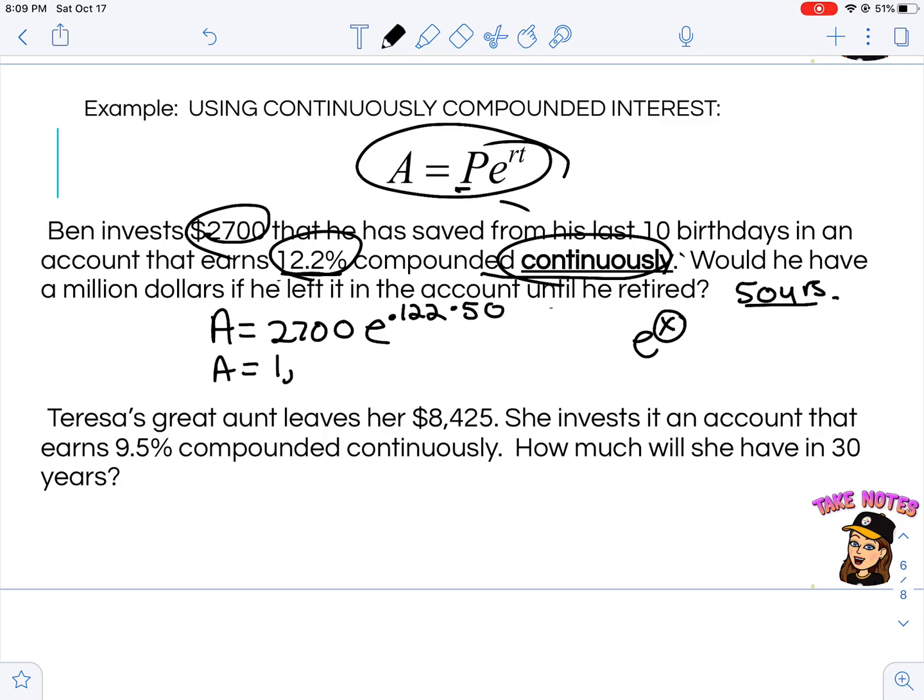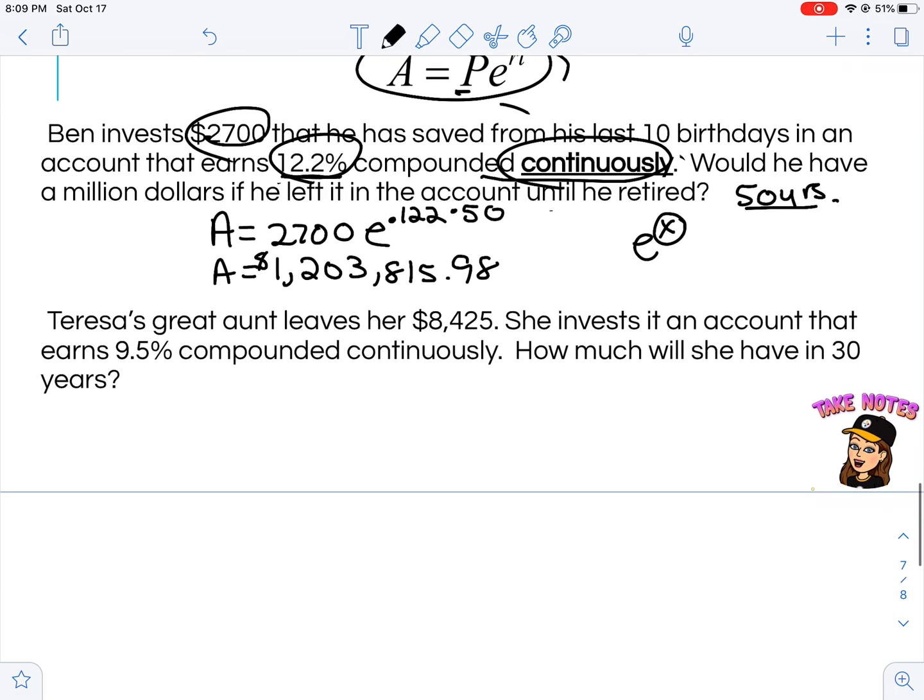So would he have $1 million? Yes. He's going to have over $1 million. And that's one of the cool things about compounding interest: time is really important. The longer you leave your money in there, the more money you're going to have, because it's compounding and it's growing exponentially. So sometimes it seems like it's starting out super low and slow and your money's not growing, but eventually as the time passes, it starts growing by leaps and bounds.